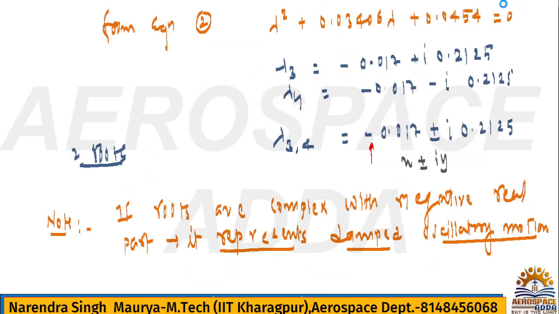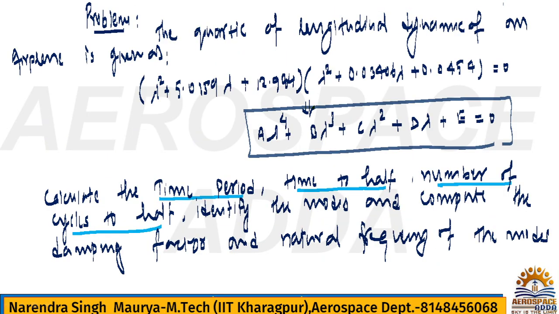Here it is said what values they are asking for. They are asking to calculate time period, time to half, number of cycles to half, and identify the modes. So the modes we have identified are short period oscillation and long period oscillation. So the modes are identified now.